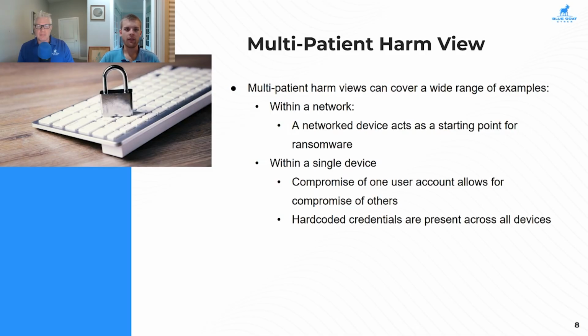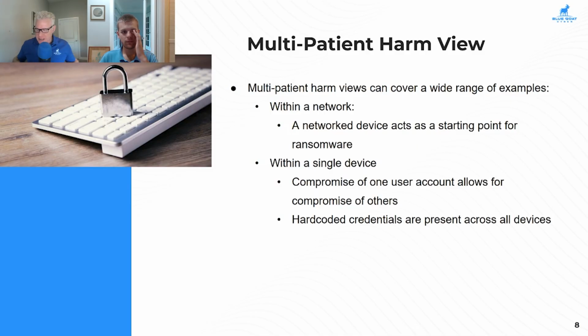Some of the other situations that can come up outside of compromise of a network device that spreads out into other devices, I always like to talk about the compromise of one user account compromising other user accounts. This would be broken authentication or broken access control. What we're essentially saying here is there's a design flaw where someone can access someone else's information, or one level of privilege can access a higher level of privilege. While this is still confined to a single device or a single system, it is going to lead to the compromise of multiple patients through a single exploit. And as such, we want to consider that as a multi-patient harm view as well.